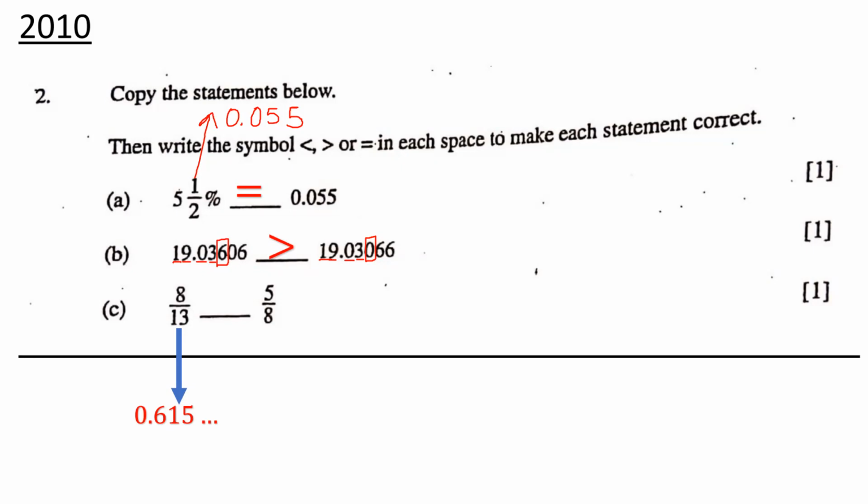All right. And then we did 5 over 8, and 5 over 8 gave us 0.625. So which one is bigger? Well, we have to evaluate.